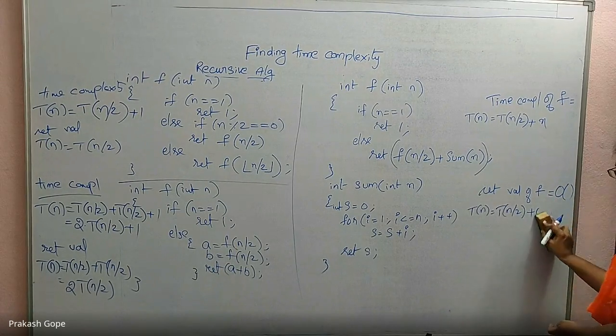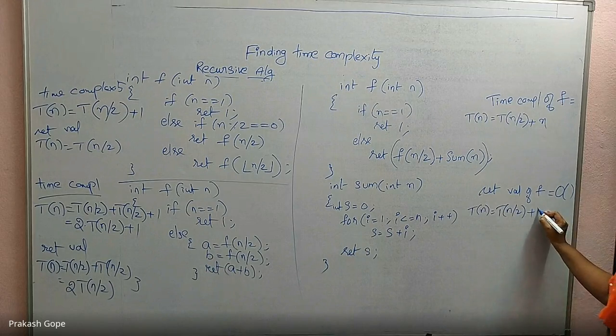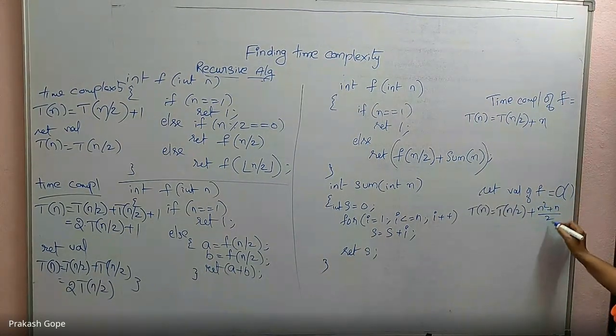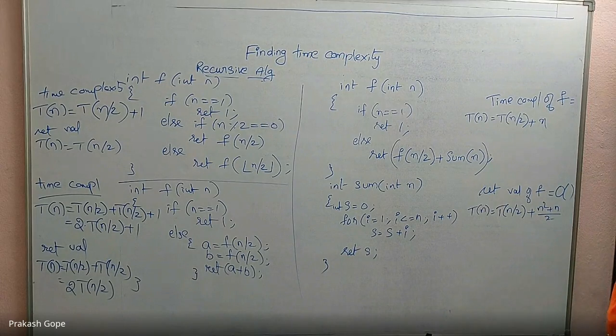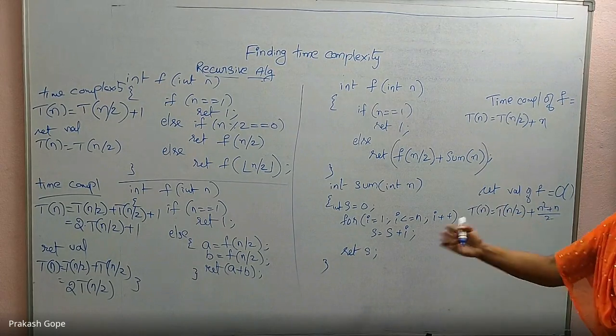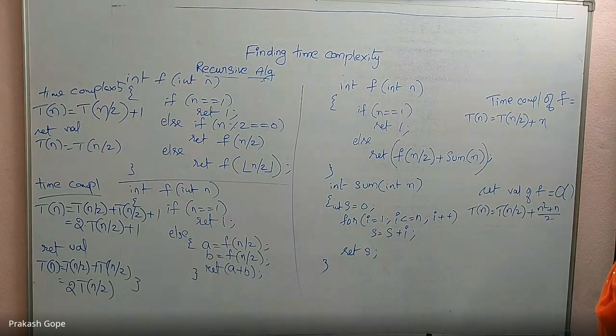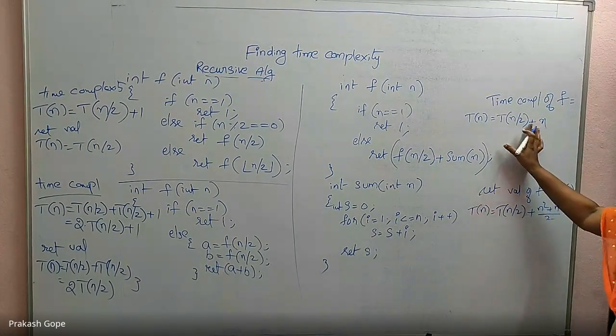It is n square plus n by 2. It's a polynomial of degree 2, so it is approximately the same as n square. Some constant into n square we can write. Because that is the format that we'll be using for solving by using Master's theorem. Okay, yes. This is the recurrence relation.